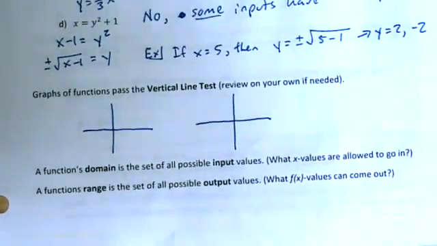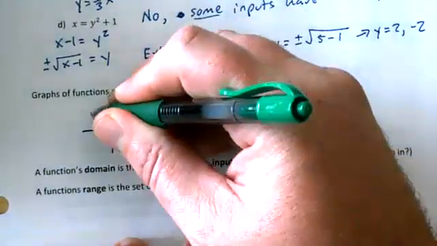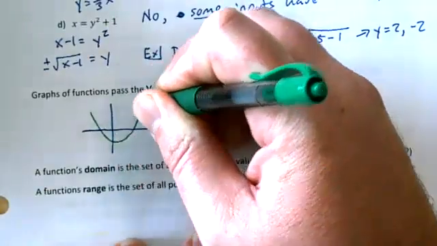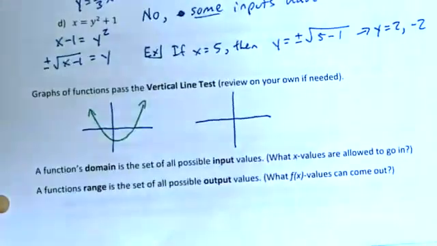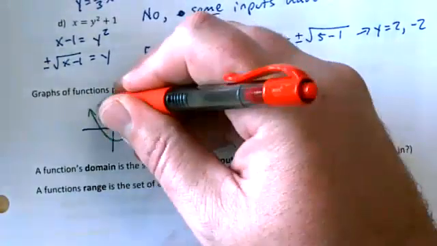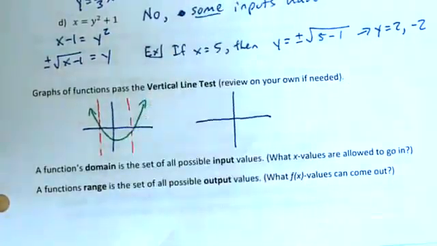I'm going to draw a couple here. I like parabolas. I'm feeling parabolas today. I saw several parabolas as I was walking around there. Here's a parabola that opens upwards. Does that pass the vertical line test? It does, because I can draw any vertical line that I want on this graph, and it will only ever touch my graph in one spot. That means it passes the vertical line test.